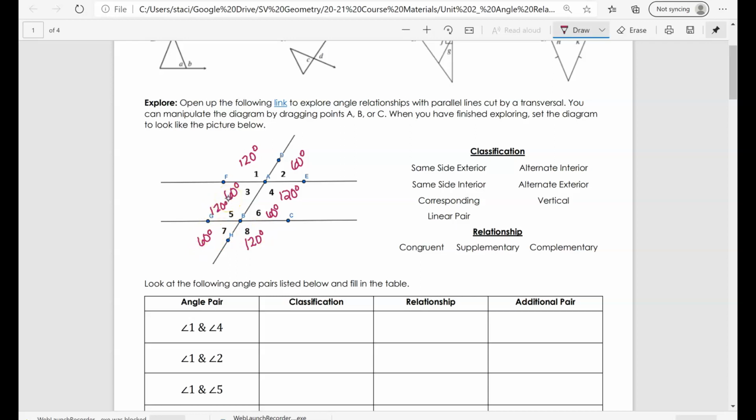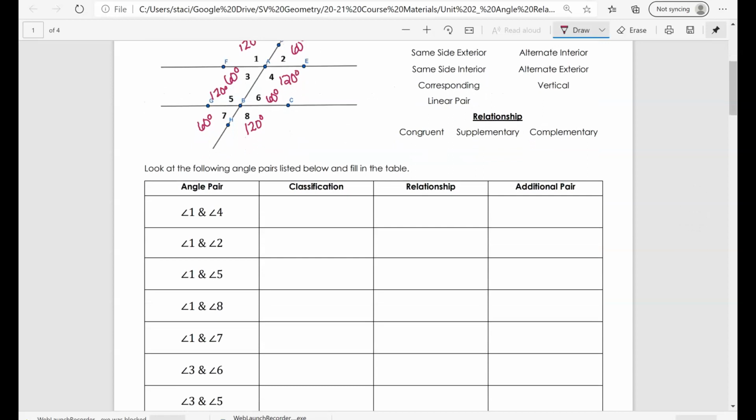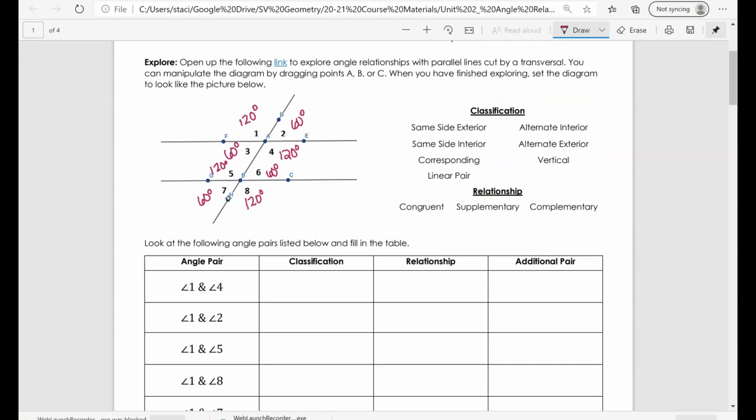All right, we're going to look at 7 different angle pairs, and we are going to classify them by one of these 7 types here. Then we're going to see what type of relationship they have, whether they are congruent, supplementary, or complementary.